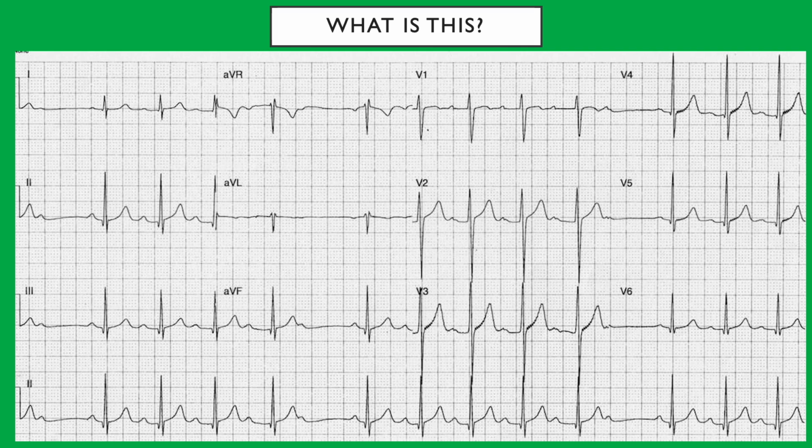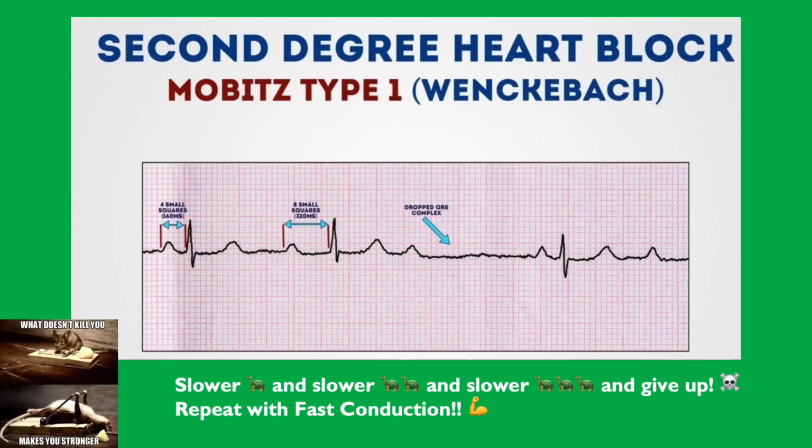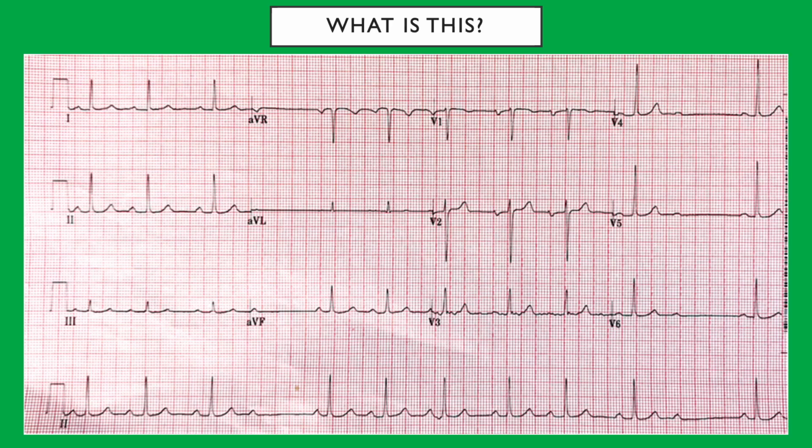Which one? No wait. PR is getting bigger and bigger and bigger, then drops, right? Drop beats. Which one has bigger and bigger and bigger, then drops? That's second degree, which Mobitz? Mobitz 1, good. So Mobitz 1, it's the one that starts small and becomes bigger, bigger, bigger and drops. So it's slower and slower and slower, then drops, but when it comes back, it's again small, okay? So Mobitz 1 is like short, longer, longer, drops. Short, longer, longer, drops, okay? That's Mobitz 1.